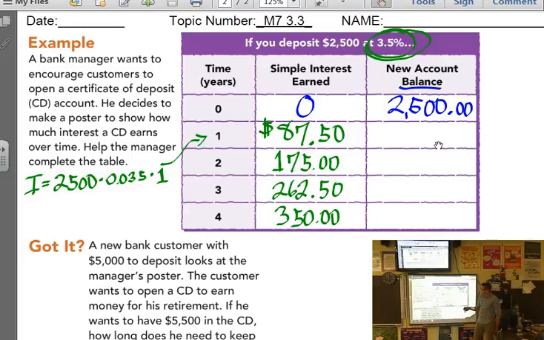Now, if we move over to the balance row, or column, what would be my balance after year 1? So if I started at $2,500, I made this much interest. We said balance is just principal plus interest. So 2,500 plus 87.50. Yeah. So 2,587.50.